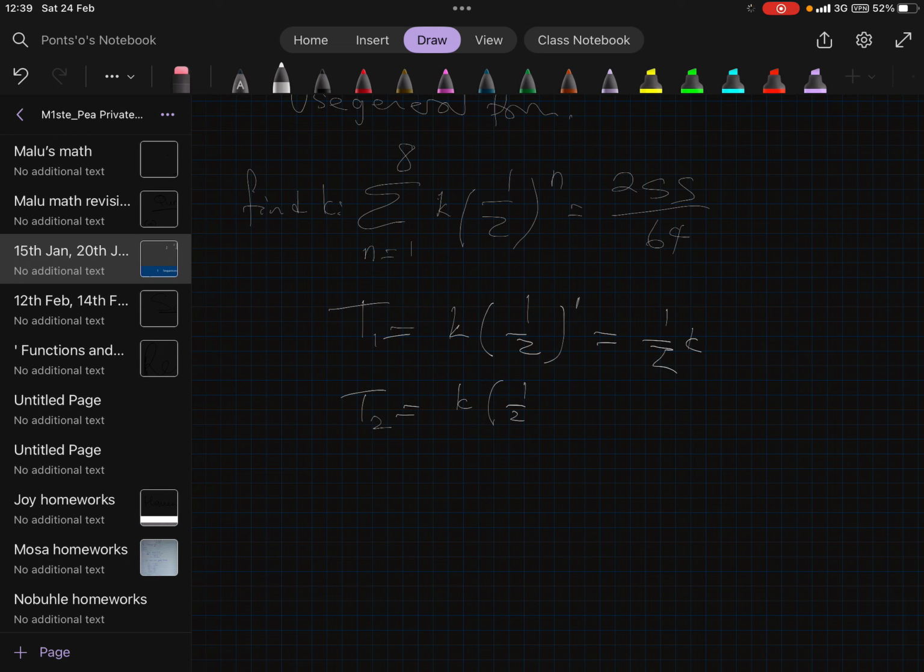Term 2 is k times a half to the power 2, which is a quarter times k. And term 3 is k times a half to the power 3, which is an eighth of k. So the first three terms of the series become 1 over 2 k plus 1 over 4 k plus 1 over 8 k, plus so on.